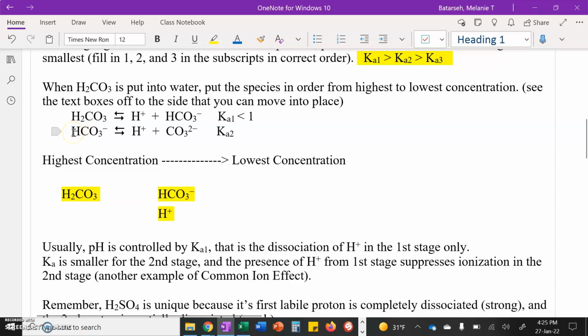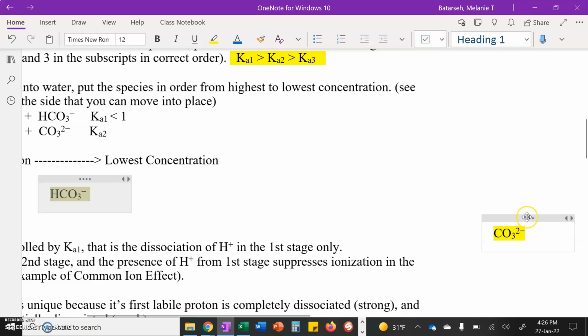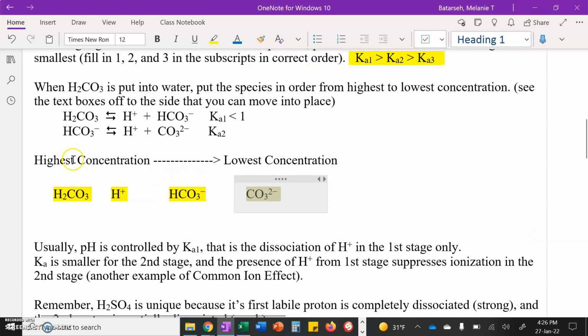But then look what happens. Some of the HCO3- is going to dissociate and go away in order to form more H+. So that means the concentration of H+ will in the end be bigger. Let's try again. All right. So in the end, the H+ is going to be higher than the HCO3-. And then last in line, of course, would be the CO3 2-. So that's putting them in order from highest to lowest concentration. I would say that that is the most common question I see in relation to polyprotic acids.